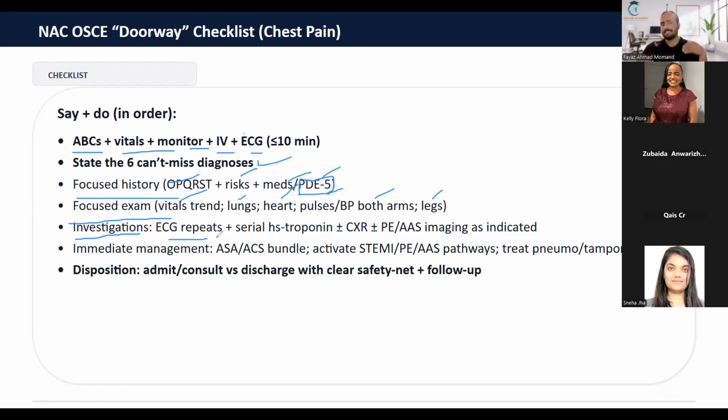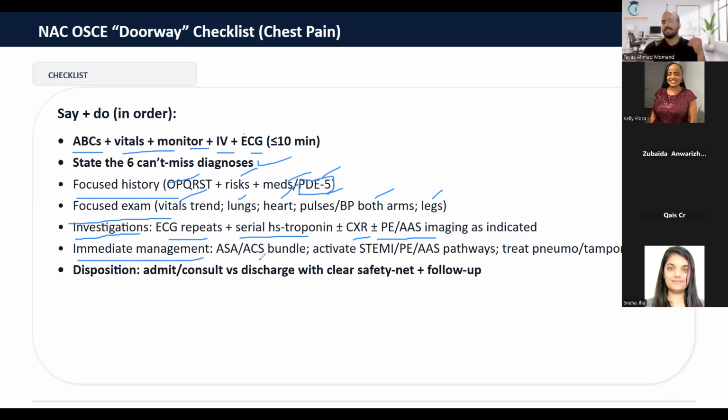Investigations: ECG, which is to be done serially, not just one ECG, serial troponins, chest X-ray, and imaging for pulmonary embolism, which is CT angiography, or for acute aortic disease. For both, we do CT angiogram. In one case, it would be aortic CT, and in the other, it would be pulmonary.